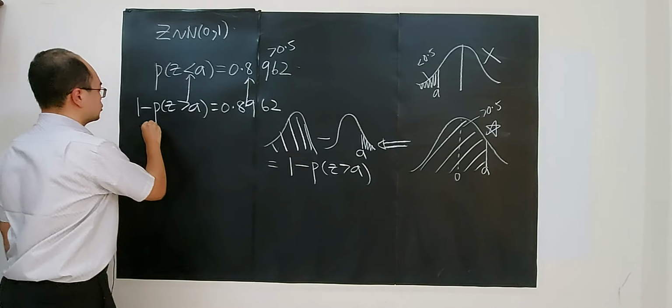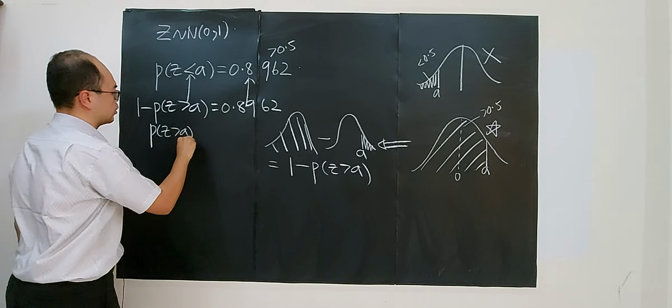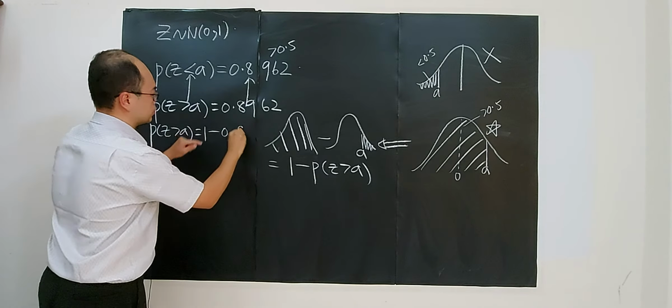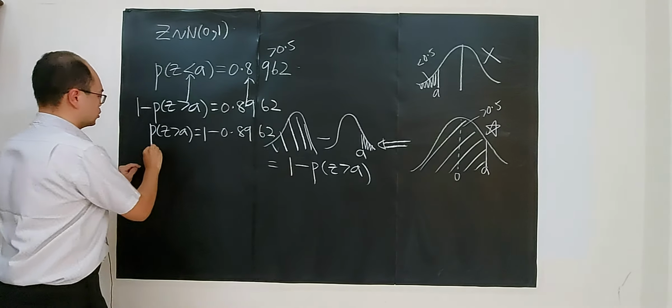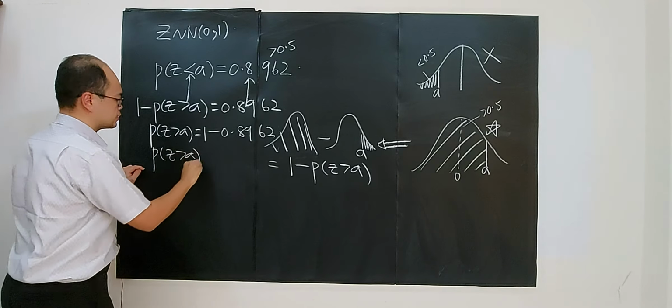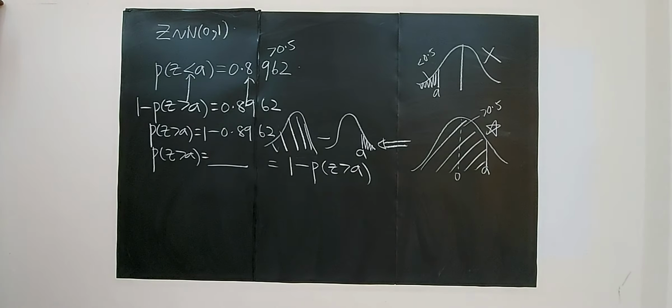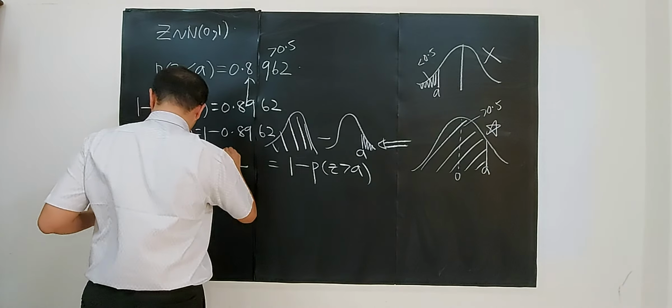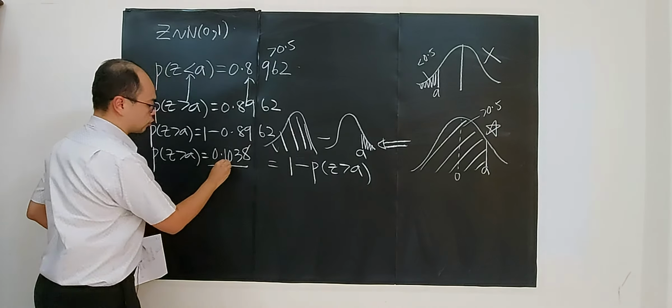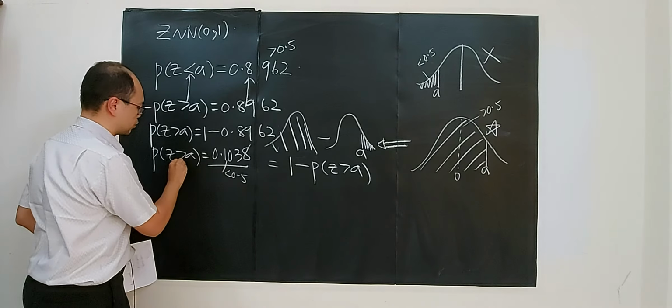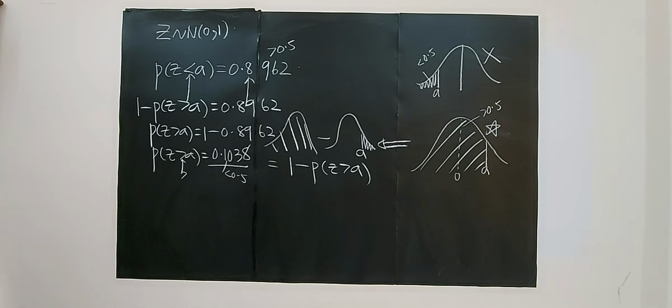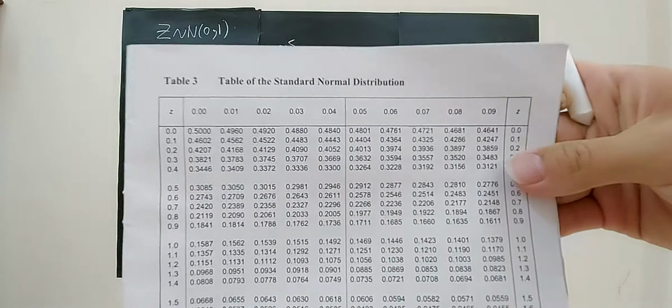So 1 minus P(Z > A) is the same as 0.8962. Right. So P(Z > A) will be the same as 1 minus 0.8962. Let's look at the value first. You are getting 0.1038. This is already less than 0.5, so you can see the value from the statistical table, from table 3.